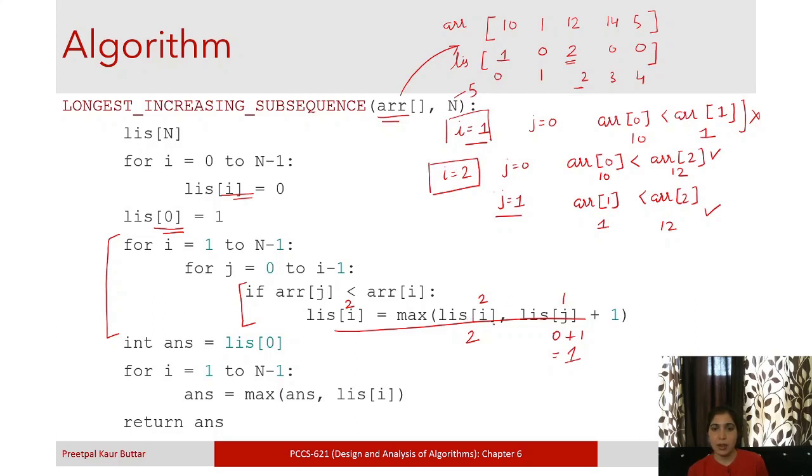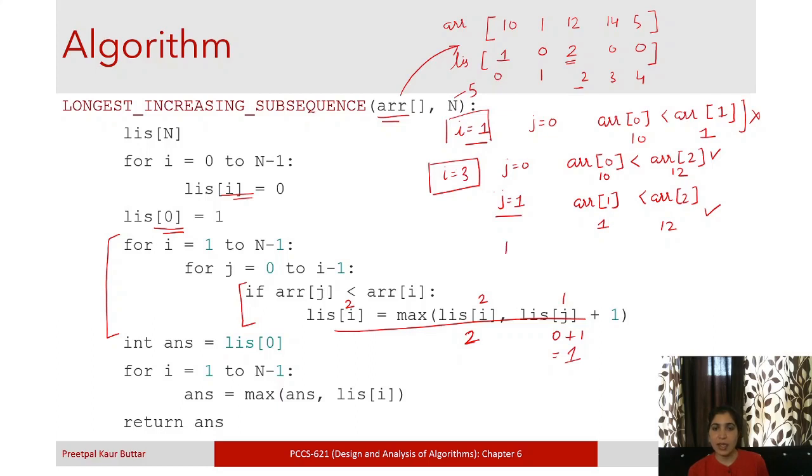Okay, sorry. So now we have to change it. Okay, it will not change, right? Because out of 2 and 1, maximum is 2. Okay, so we will keep the previous one, right? Okay, so now let us move to I equal to 3.